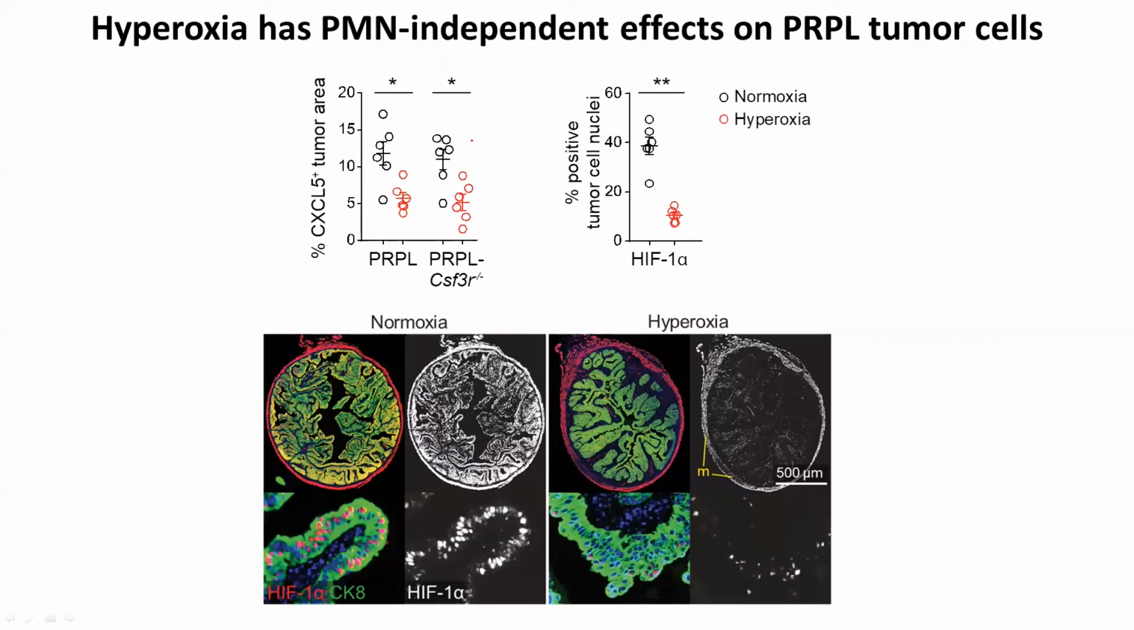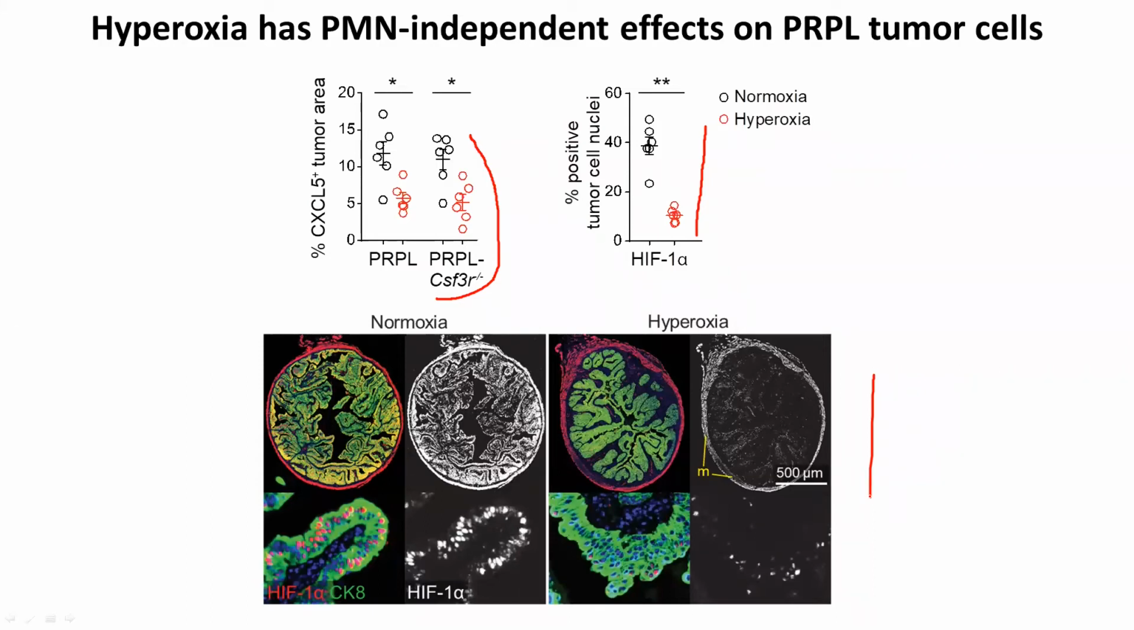And what we found, similarly, in mice lacking neutrophils is the same decrease in CXCL5 production by epithelial cells upon relief of tumor hypoxia. Associated with this reduction, we found a massive reduction in HIF-1 alpha stabilization, more than 70% on average. And here is a representative picture. So this suggested that hyperoxia has a PMN-independent effect on purple tumor cells.